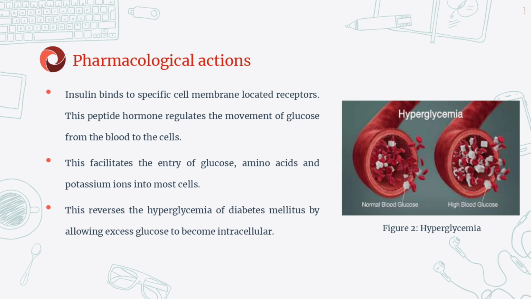It binds to specific cell membrane receptors, thus regulating the movement of glucose from the blood to the cells. Because of that action, there will be an entry of glucose, amino acids, and potassium ions into most cells. After that, there will be a reversal of the hyperglycemia of diabetes mellitus by allowing the excess glucose to become intracellular. Figure 2 illustrates normal blood glucose and the high blood glucose happening under the process called hyperglycemia.